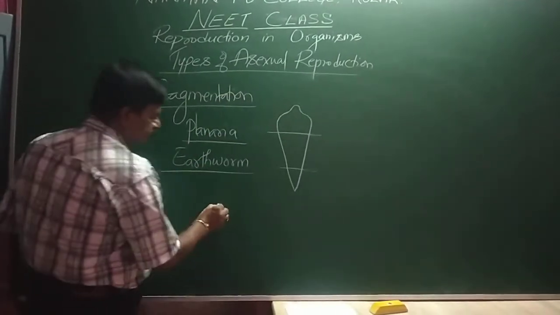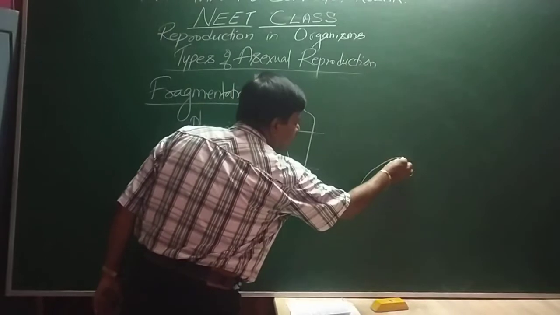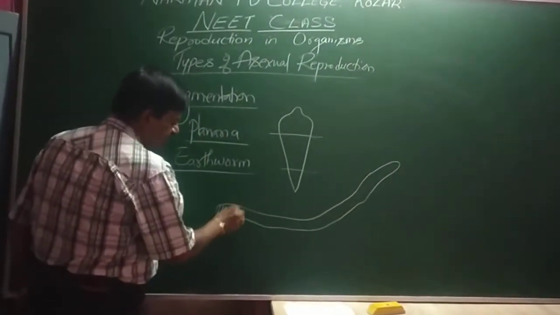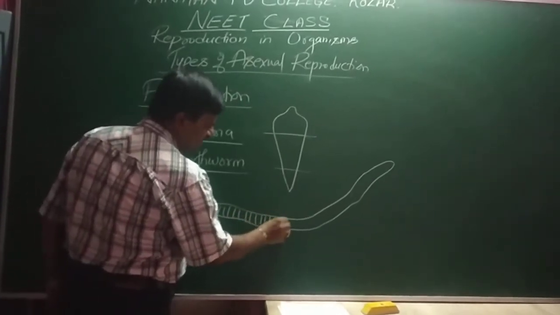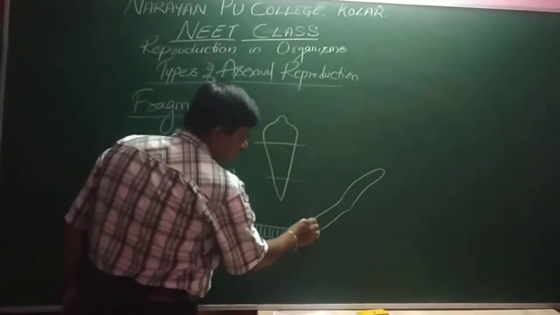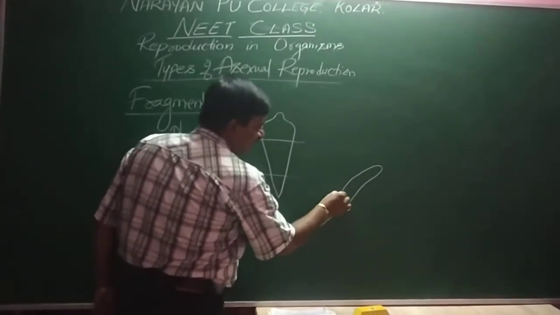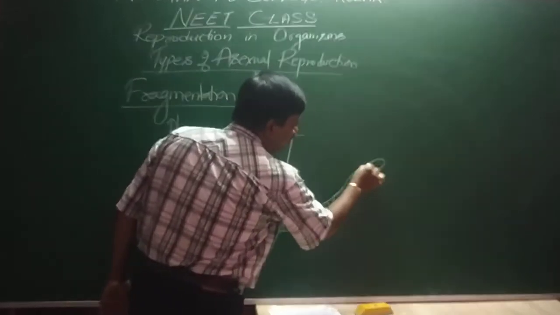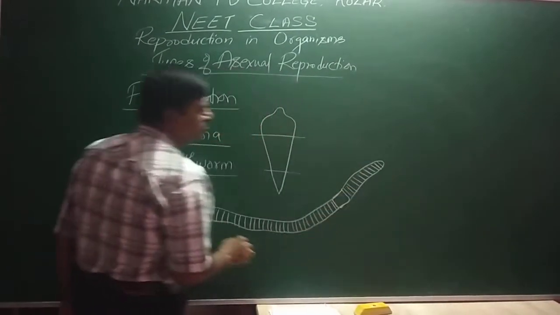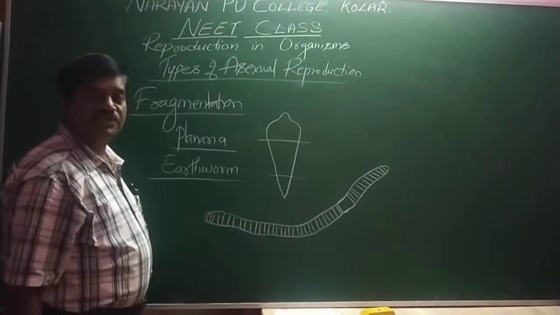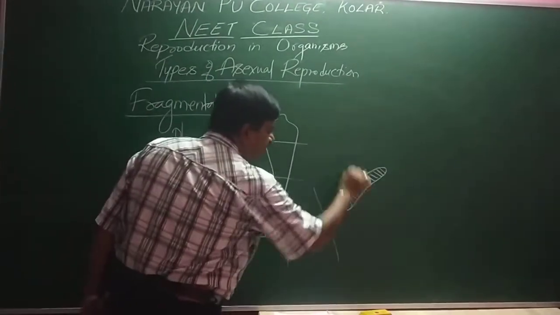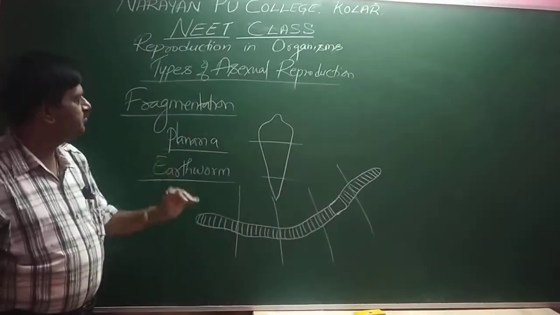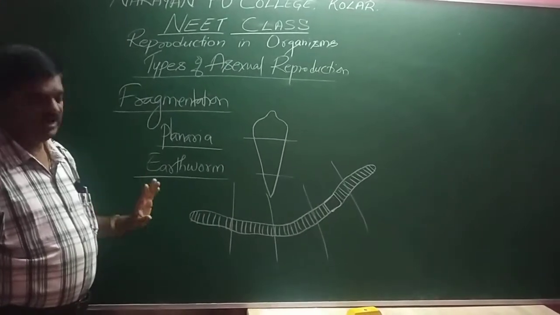Same way in earthworm. In earthworm, there is a segmented body, and this segmented body is divided. Segments are also called metameres. In the anterior region there is a mouth, and in the posterior region there is an anus. When the individual is cut into pieces and each piece develops into a new individual, it is called fragmentation.